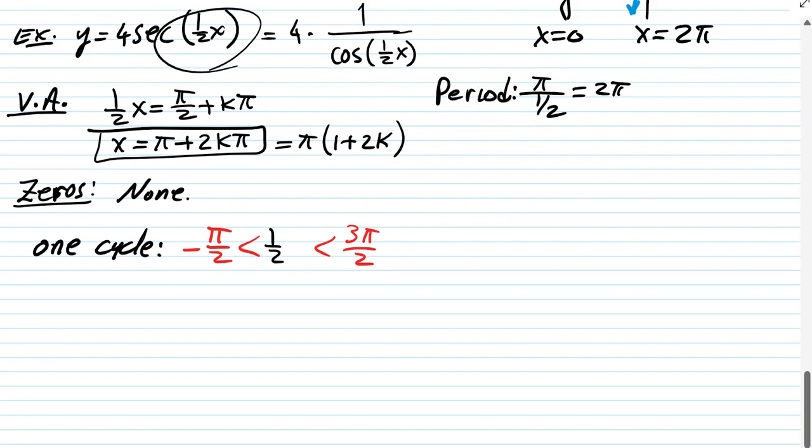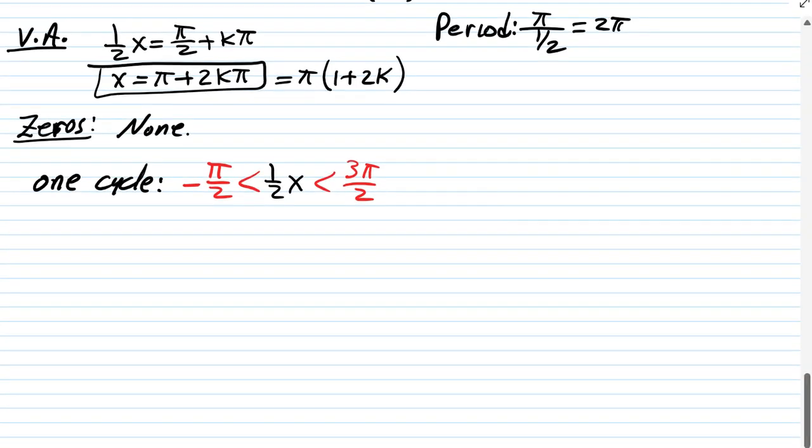So we're just going to set half x equal to that, and then isolate x, which is easy to do for this one. We're going to multiply all 3 parts by 2. Double up on everything. So that means this becomes negative pi, then I have x, and then I have 3 pi. All right, so 1 cycle of what we saw is going to happen between negative pi and 3 pi.